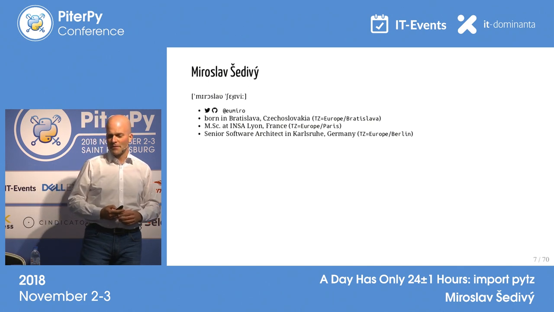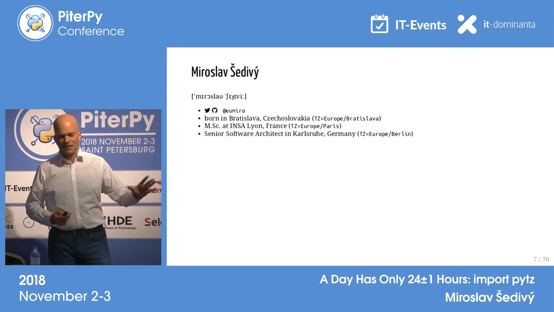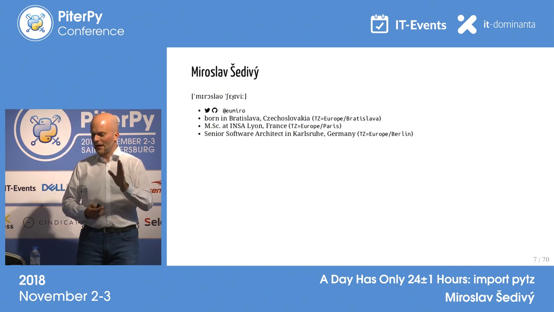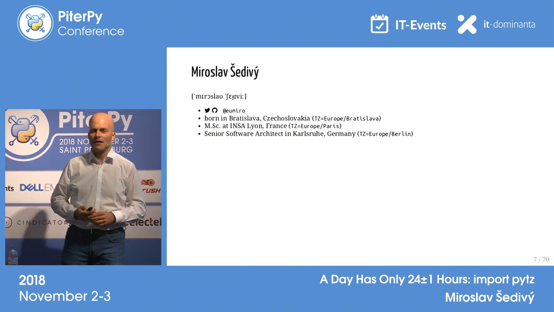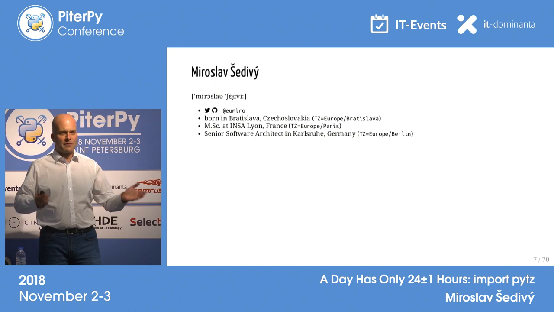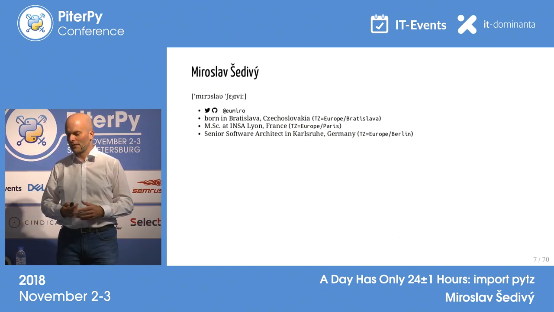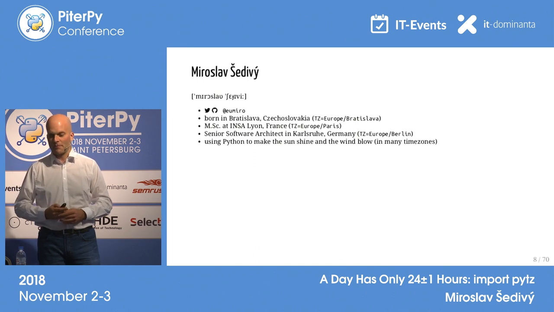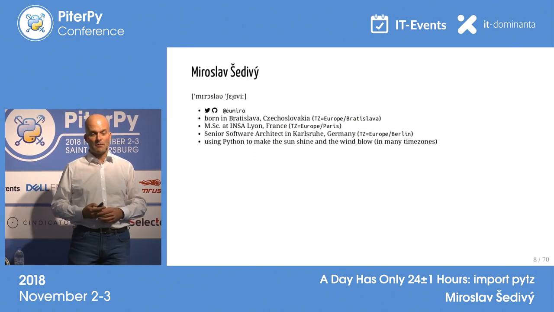My name is Miroslav Šedivý. I was born in Czechoslovakia. This is the time zone of Europe, Bratislava. I studied in France, Europe, Paris, and now I work in Karlsruhe in Germany. This is Europe, Berlin. All of them is actually now Central European time or Central European summertime. But my main job is using Python to make the sun shine and the wind blow.